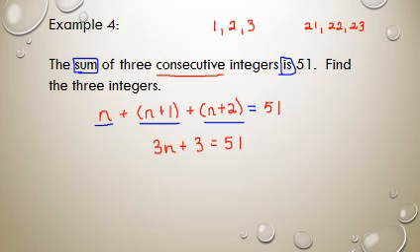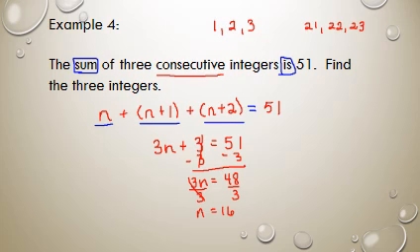First thing I need to get rid of is the plus 3, so I subtract 3 on both sides. Those are going to cancel out. That gives me 3n equals, and 51 minus 3 gives us 48. Divide both sides by 3 because that 3 is being multiplied. Those cancel out, which gives us 1n, and n equals 48 divided by 3, which gives us 16.